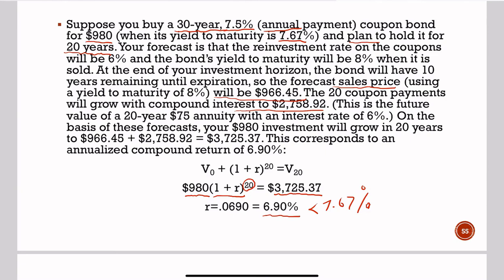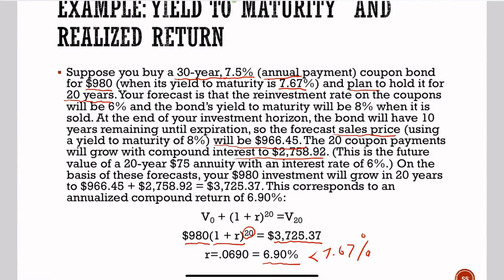Another thing is you might wonder, hey, how do I get these two values, right? How do I get this 966.45, and how do I get this 2,758.92? Basically, this is just about using the financial calculator to solve what is the bond price and what is the future value of the annuity. So let me again use the financial calculator and show you how to solve these two numbers.